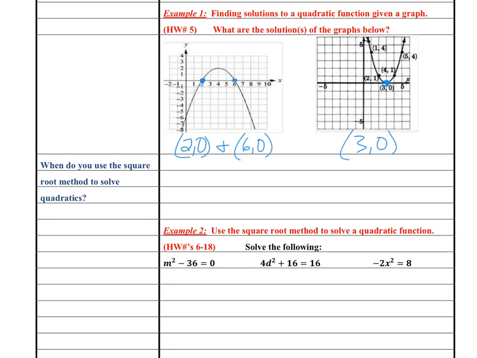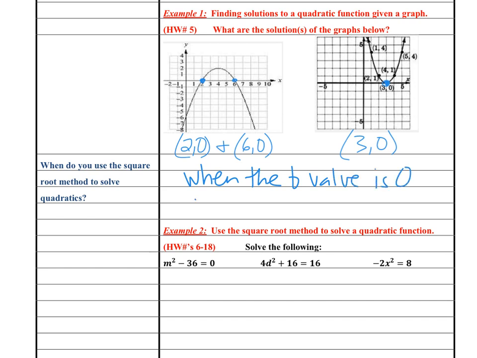So another method that we can use is called the square root method. We only get to use this sometimes. So we can use this method to answer the question when the b value is 0.